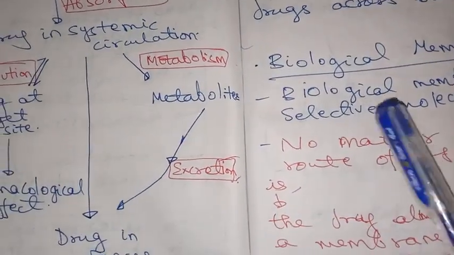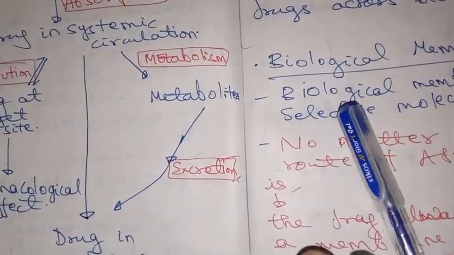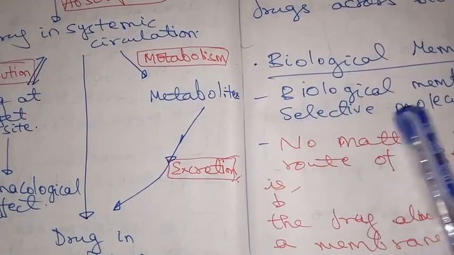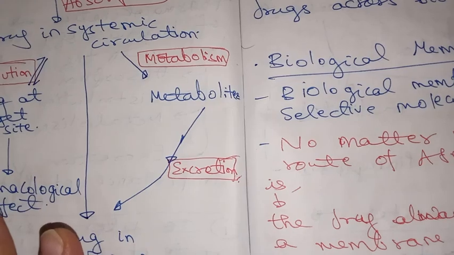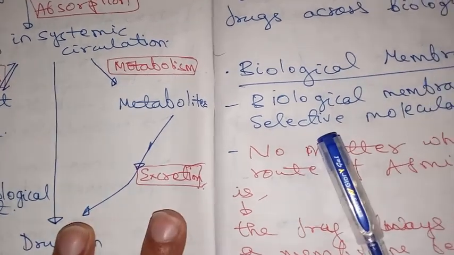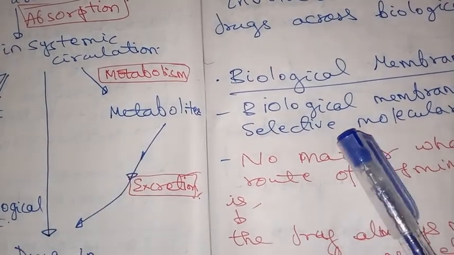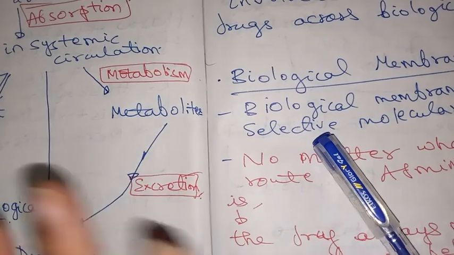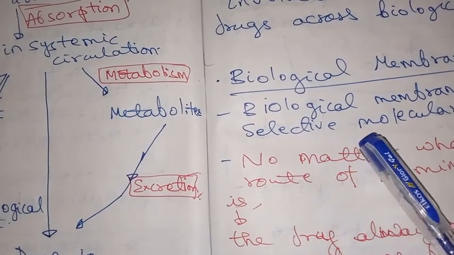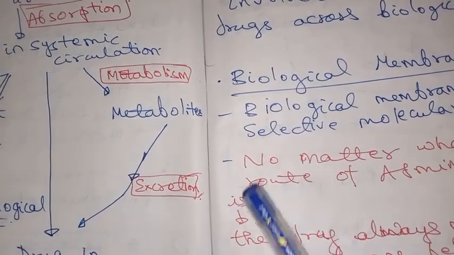Biological membrane. Our topic is biological membrane, within pharmacokinetics. Biological membranes are selective molecular barriers. This definition is pretty self-understood. Biological membranes are selective molecular barriers, that is, they will selectively permit some of the substances and stop other substances from going into and out of the cell. Now this point is very important.